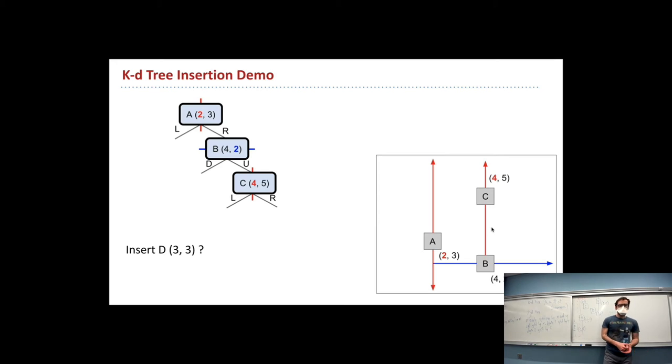All right, again, think of where this node D will go if we insert it with the key 3, 3.